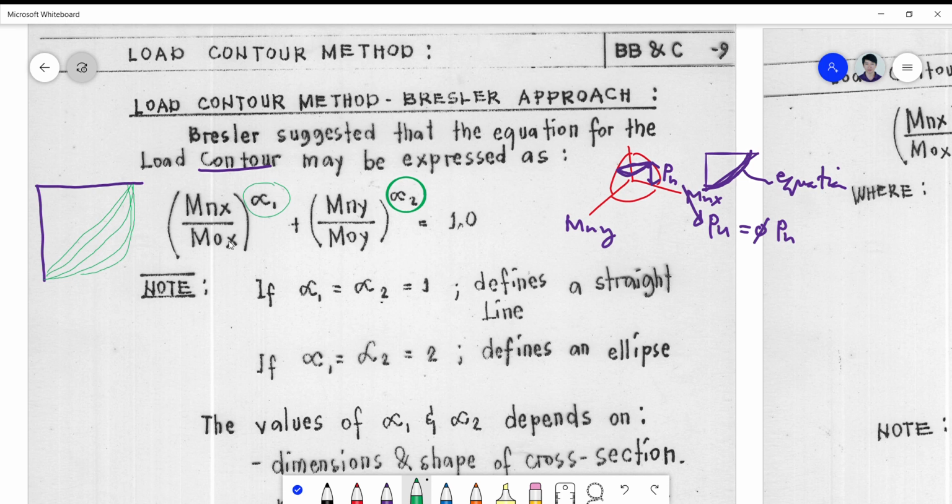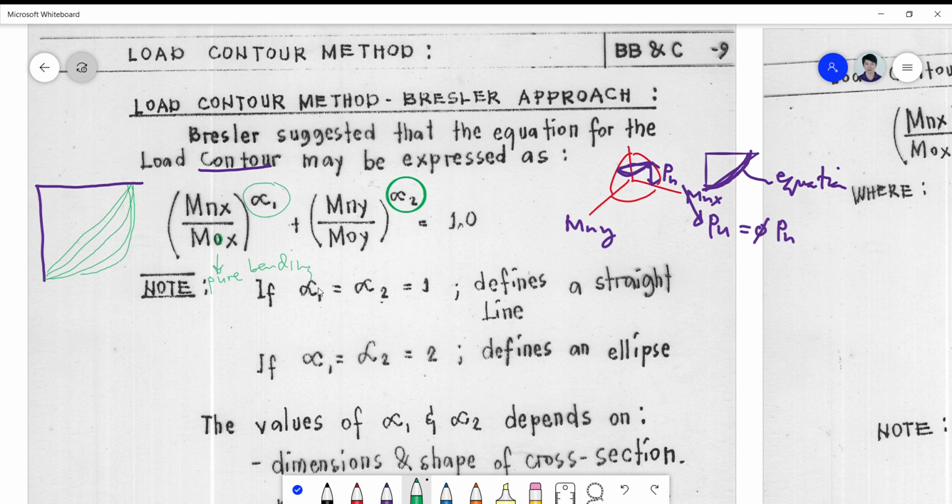So it is Mnx and Mox. What is Mnx? This is the actual capacity in the x direction versus the pure. When you see an O there, this is the pure bending case. When you see an N there, this is the nominal capacity in the x direction. Mox is the pure bending case in the x direction. Mny is the nominal capacity in the y direction, Moy is the pure bending case in the y direction. And this is equivalent to 1.